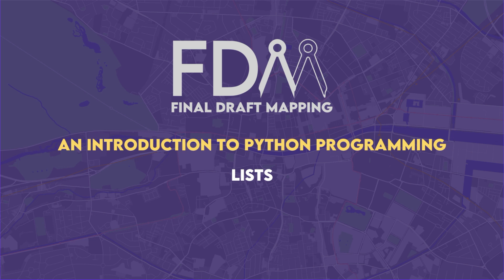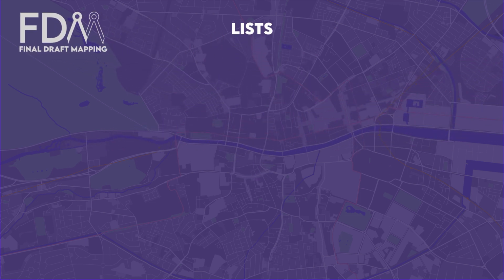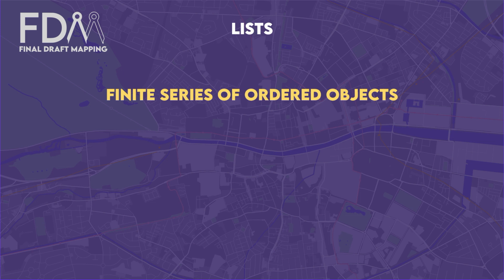In this video, we will get an introduction to the list object with Python programming. A list is a finite series of ordered objects. Remember that everything in Python is an object.